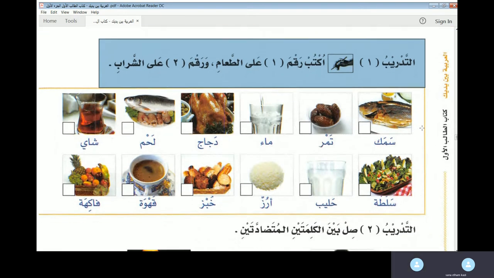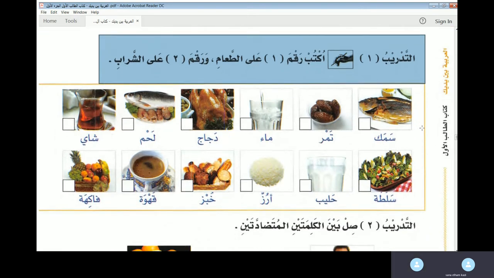التدريب الأول اكتب رقم الأول على الطعام ورقم الثاني على الشراب. First exercise. Number one, raqm wahid. Write one for the food. Raqm isnan, number two for the drinks.